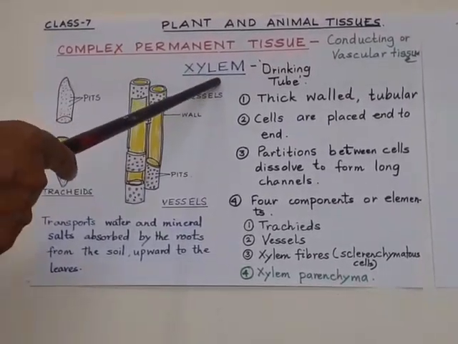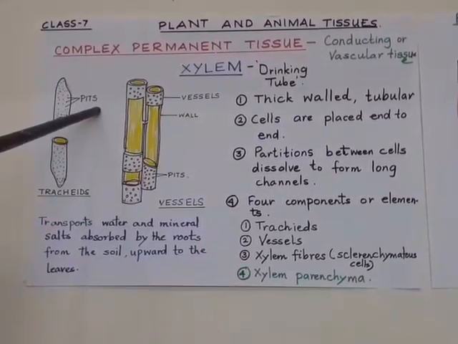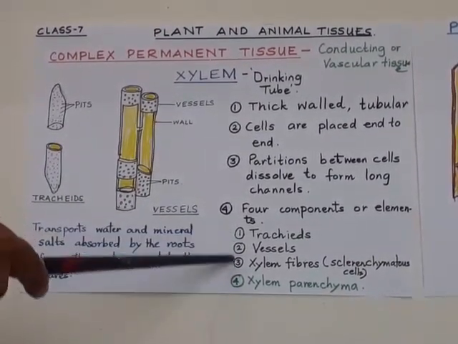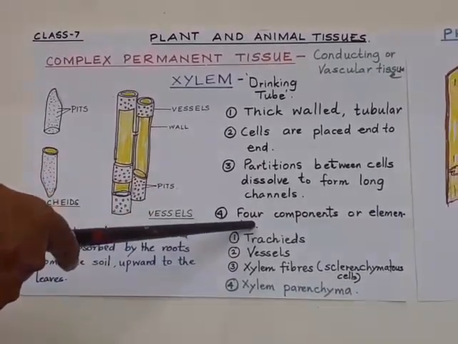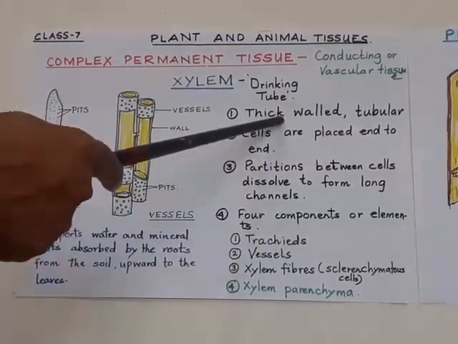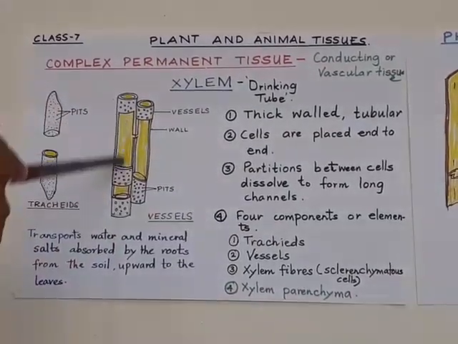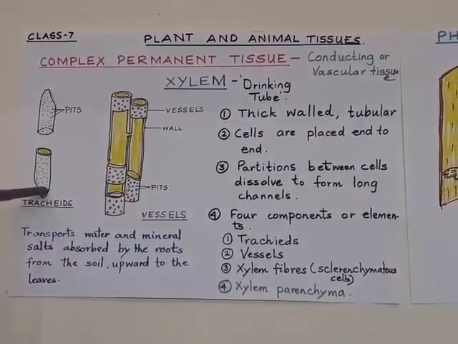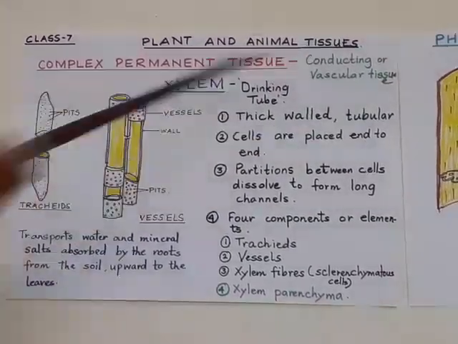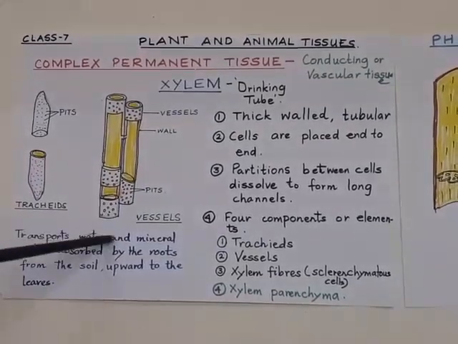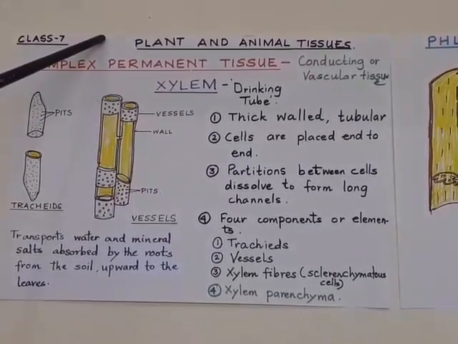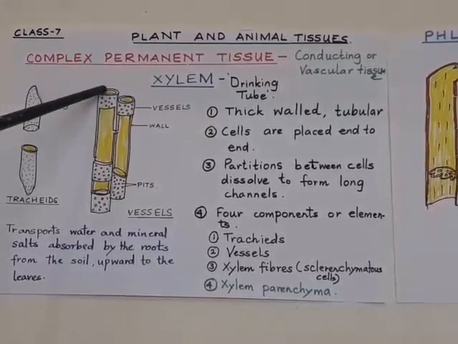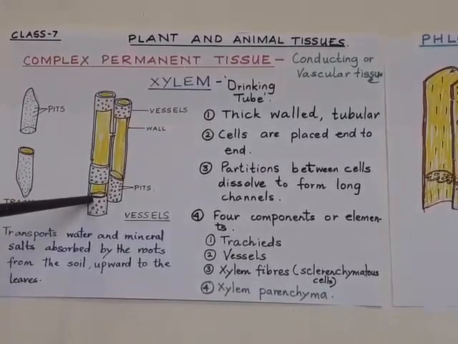Now, the xylem is made up of four types of different cells. They are also known as components or elements. Now, what are the characteristics of xylem? They are thick-walled, tubular, tube-like. You can see these are tube-like cells, and they are placed end to end. That means the previous tube will be here and the next, connecting tube will be on top of this. These are the two ends. So they are placed end to end.